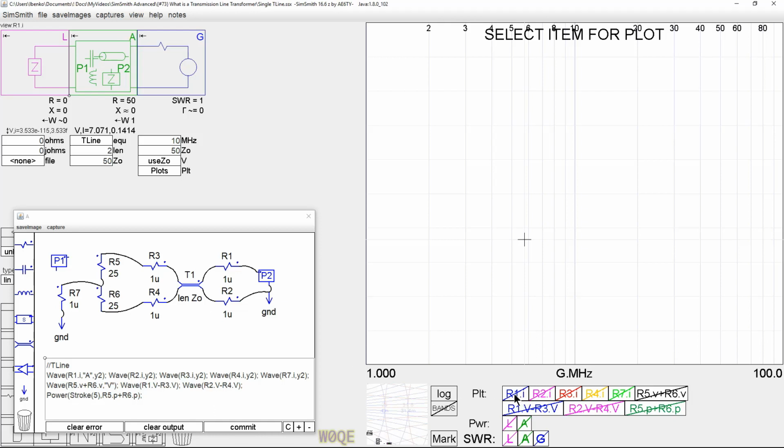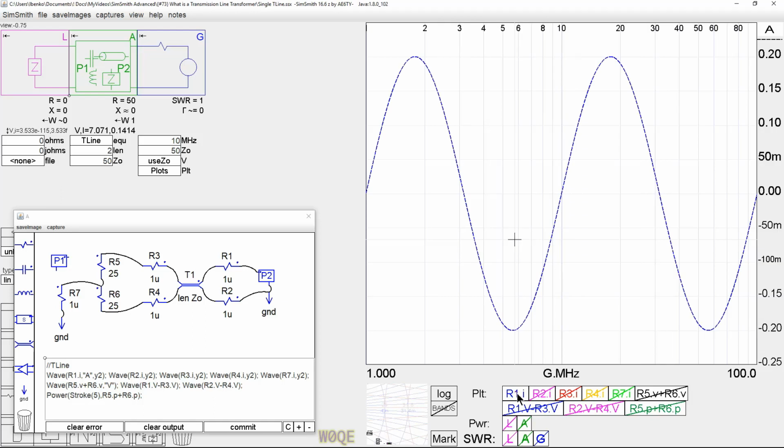I've written some scripts here so I can look at the currents in these components. So let's look at R1I. That's the current in resistor 1. Now, with a 1 watt signal coming in here, 50 ohm impedance, we will see 7 volts on the output and 141 milliamps. 141 milliamps is 200 milliamps peak. There's 200 milliamps going into R1.